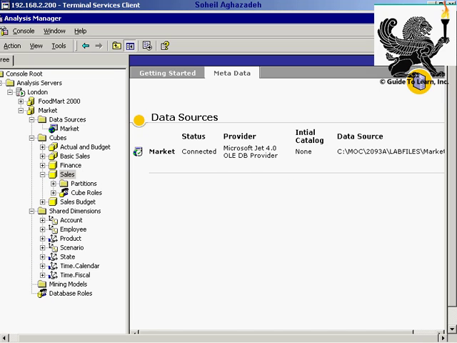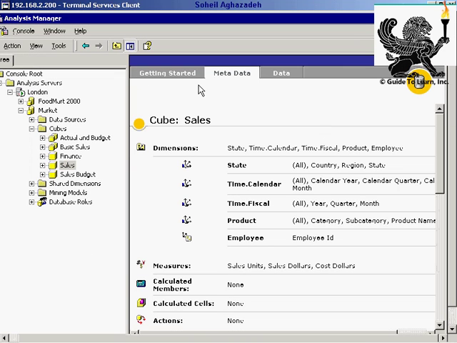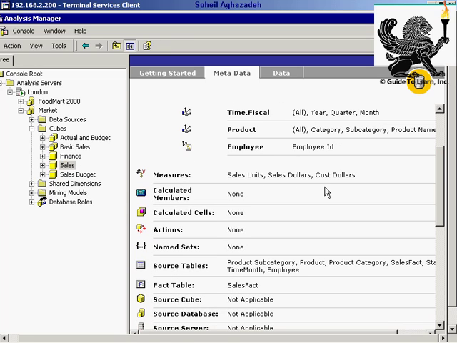What I'd like to do, let's go ahead and close this Analysis Services and reopen it. Hopefully that will do it. So as you see now, the metadata appears. If I click on the sales cube, it shows all available dimensions that have been used as part of that specific cube. It shows whether or not you have a shared dimension or private dimension. It shows available measures in there, whether or not you have calculated members, whether or not you have calculated cells, and so forth.